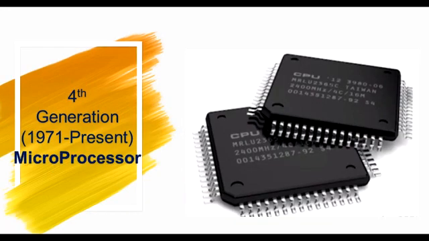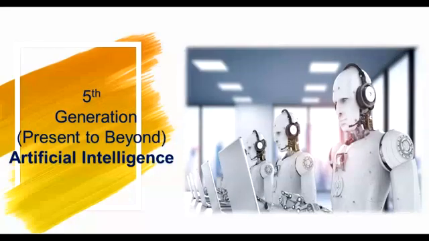Fourth generation. It started in the year 1971 and continues till now, and transistors were replaced by the microprocessor. Thousands of integrated circuits were built into a single silicon chip. These small computers became more powerful and could be linked together to form networks, which eventually led to the development of the internet.